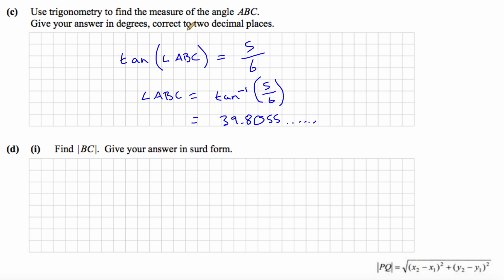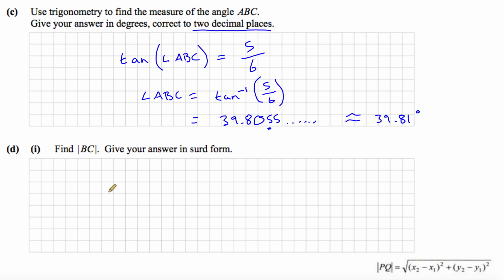But they did say to round this correct to 2 decimal places. So I'm going to look at the third digit after the decimal. This 5, does this 5 affect the 0 in front? Well, yes it does. It's going to knock that 0 up to a 1. So my answer would be 39.81 degrees. And that's the 2 decimal places.